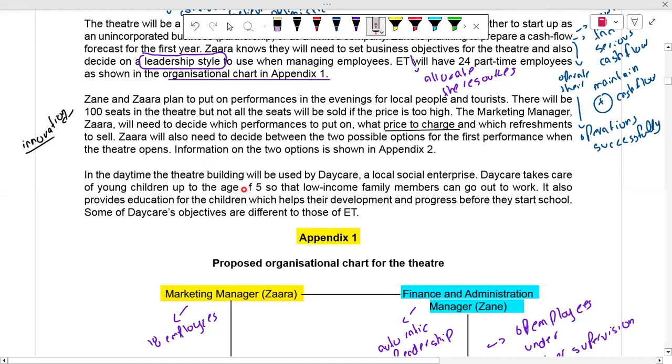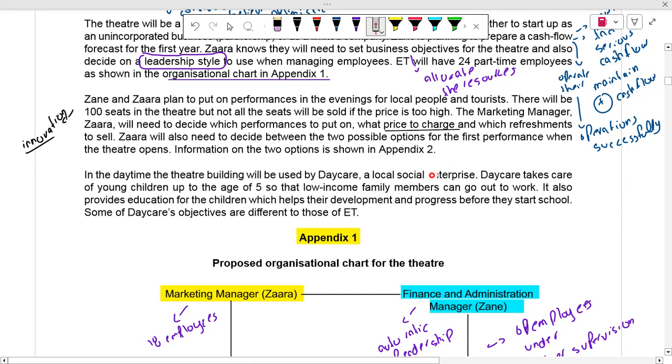So in the daytime, the theater building will be used by Daycare, a local social enterprise. Daycare takes care of young children up to the age of 5 so that low income family members can go out to work. Okay, so this is basically a social enterprise. It also provides education for the children, which helps their development and progress before they start school. Some of Daycare's objectives are different from those of ET. Of course, it is a social enterprise, and ET is basically a profit-making organization. So of course their business objectives would not be the same. So we know this.